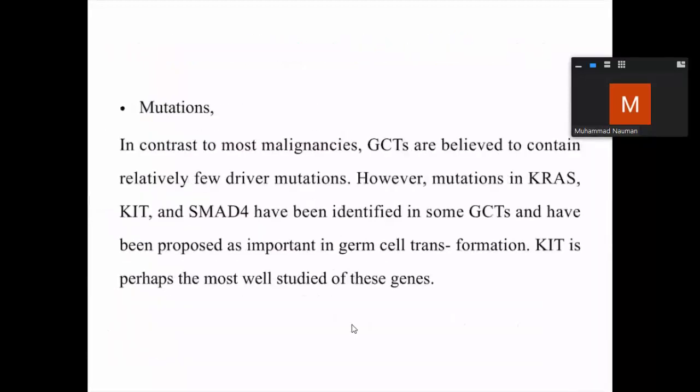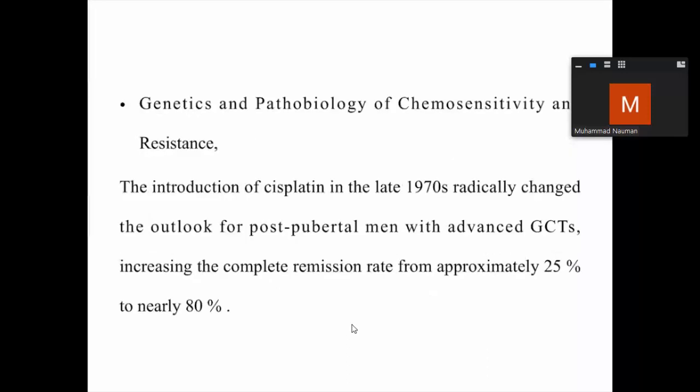In contrast to most malignancies, germ cell tumors are believed to contain relatively few driver mutations. However, mutations in the KRAS pathway, KIT or the KIT pathway, or SMAD4 have been identified in some germ cell tumors. They have been proposed as important in germ cell transformation. KIT is perhaps the most well-studied of these genes. Number four is the genetics and pathobiology of chemosensitivity and resistance.